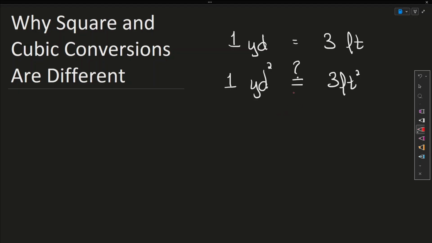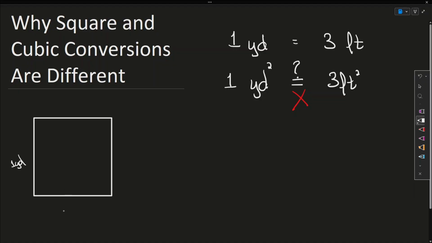And the answer is no. That is not correct. Let's make a drawing to understand why. Imagine we have this square that is 1 yard by 1 yard. Since 1 yard is 3 feet, this also means that this thing is 3 feet by 3 feet.